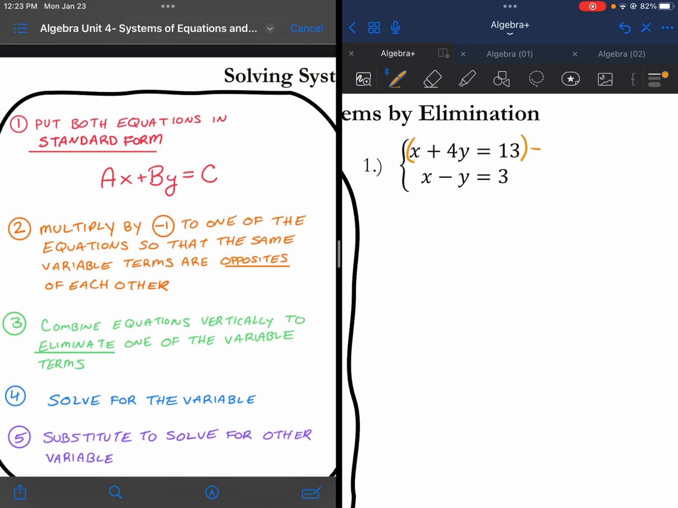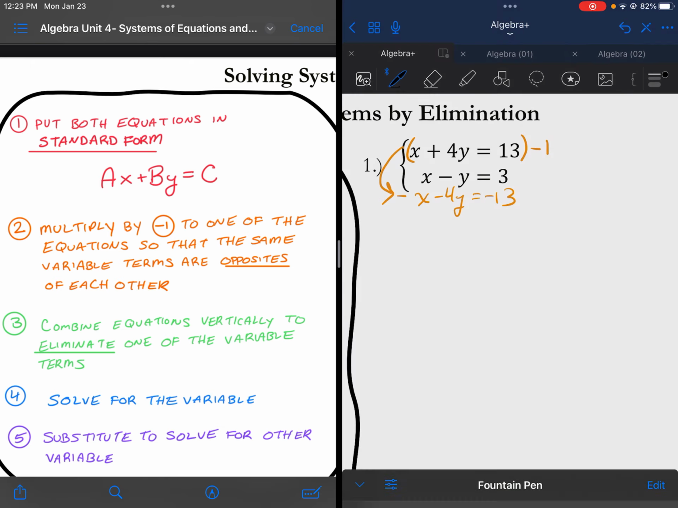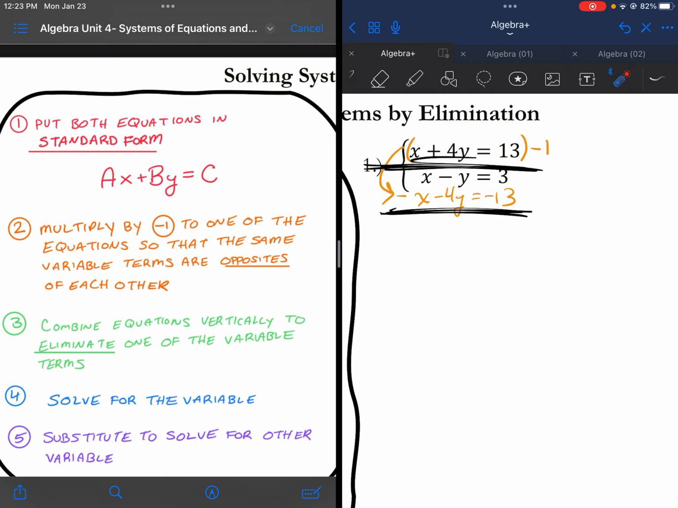So I'm going to multiply everything here by -1. If you chose the second equation to multiply -1 by, that's okay too. You have options here. I'm going to bring this down, so it's a -x minus 4y equals -13. I'm also going to draw two lines because now I'm not focusing on the top two equations, I'm focusing on these bottom two equations. So my eyes go to focus right here in the middle.